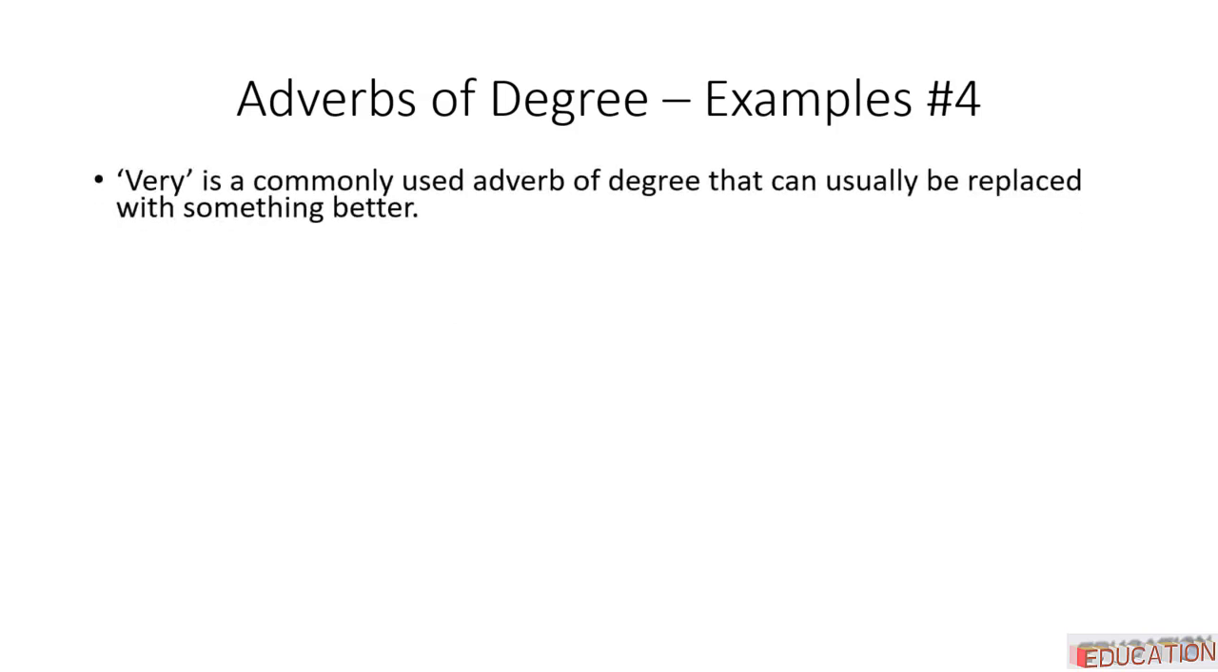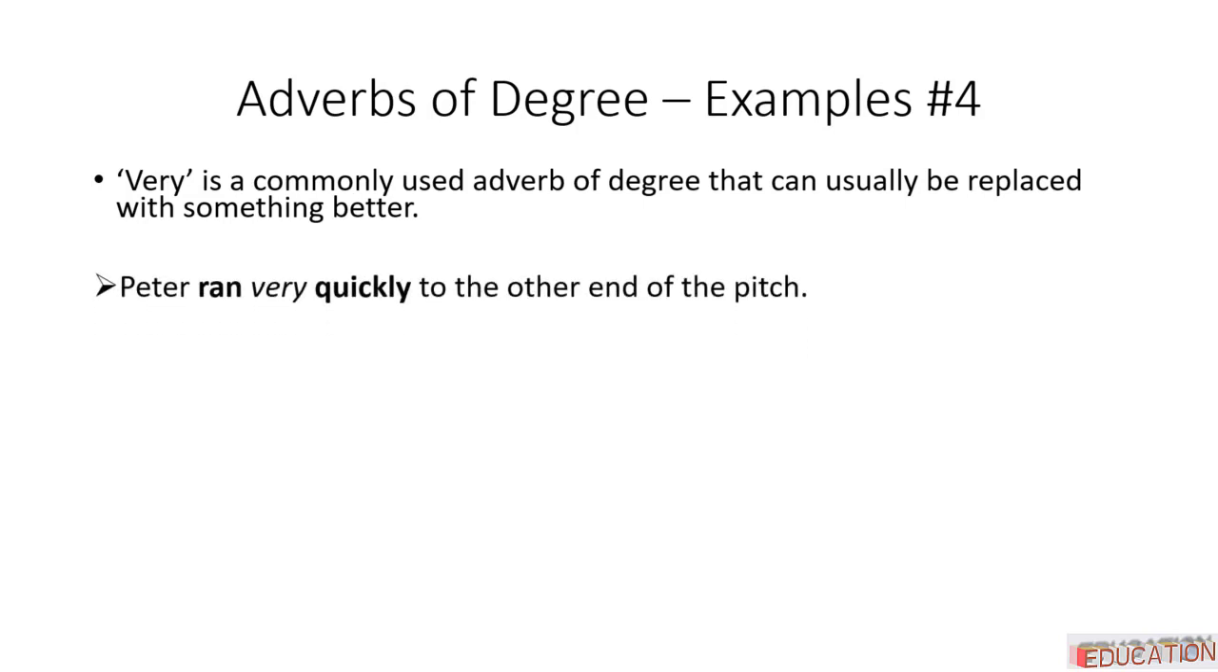And we come on now to a bit of an advanced topic. So beginners will often use the word very to intensify something. And you can usually replace that with a better word. And we'll have a look at some examples of that now. So Peter ran quickly to the other end of the pitch. Now if we want to say he ran very quickly to the other end of the pitch, we can actually replace it with Peter sprinted to the other end of the pitch. And this is a better word. It describes what he did more succinctly, more briefly.